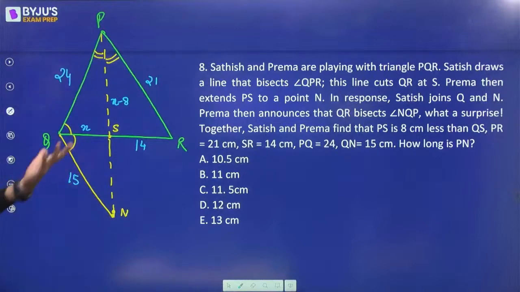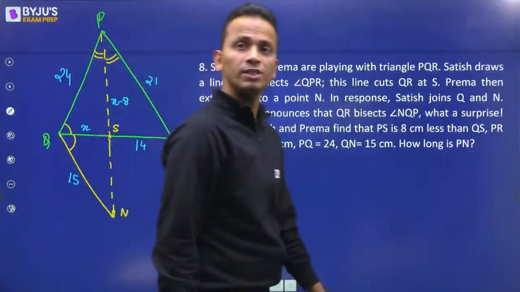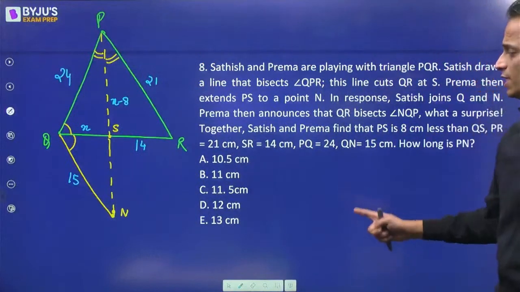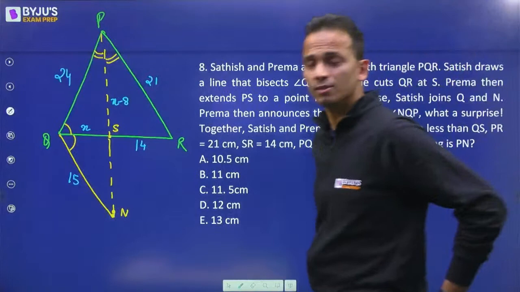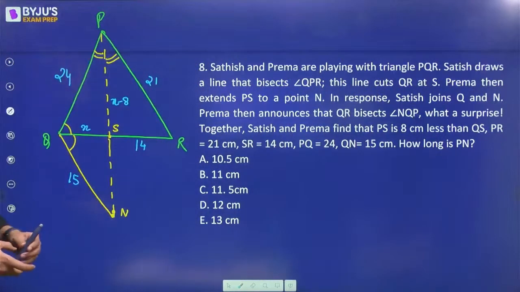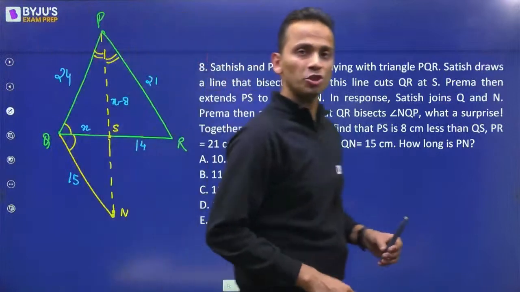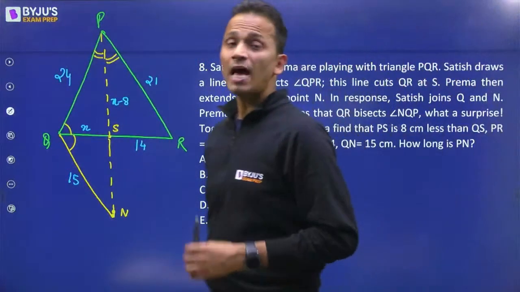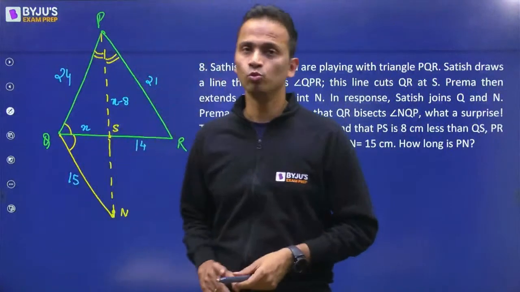Okay, so this is the complete figure. So Vijay says 13 and Vineet says 11. So 13 and 11, two answers. Now, which property of triangles will be used in this question? You can see angle bisectors. Angle bisector theorem will be used here.